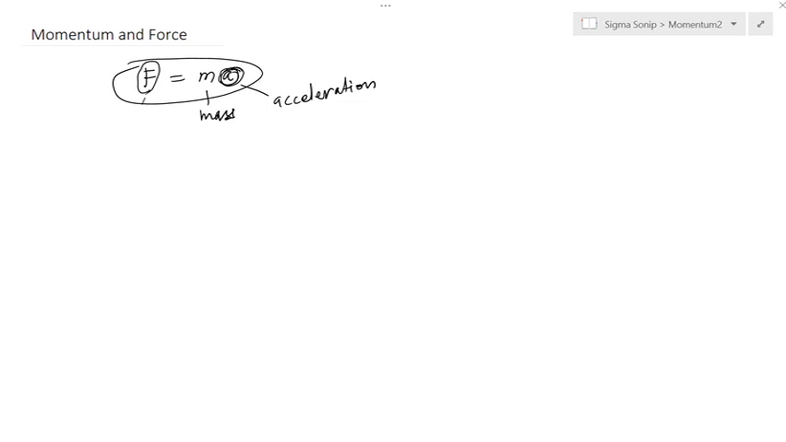In this video, we are going to look at the relation between momentum and force. Now, all of you must be familiar with the equation force F equals m times a, where F is the force, m is the mass, and a is acceleration. In plain words, this equation says that there cannot be any acceleration without application of force. So if you want to produce acceleration in any object, you need to apply some force.